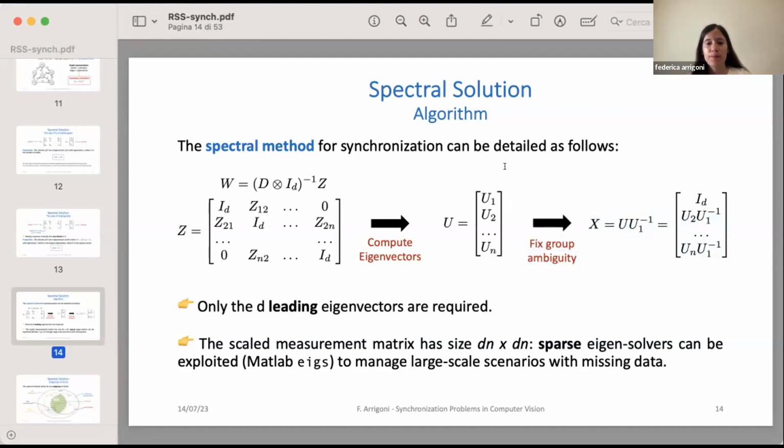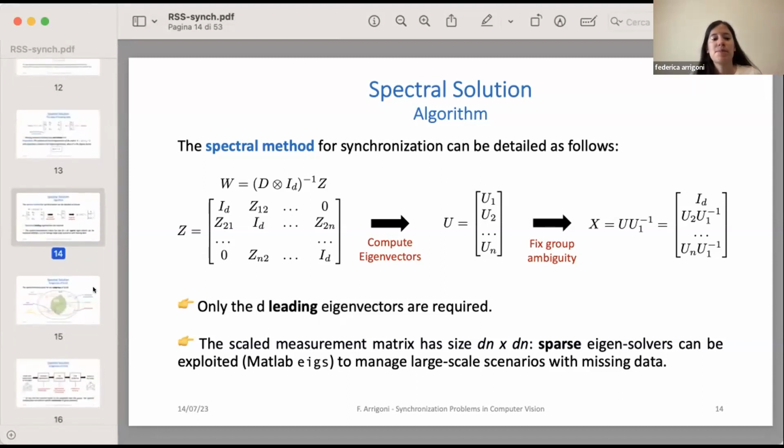In this procedure, it is important to observe that we don't need to compute a full eigenvalue decomposition, but thanks to the previous results, we only need the d leading eigenvectors, where d is the size of each matrix. Hence, for example, if we are working with 3 times 3 rotations, we only need 3 eigenvectors and not all of them. In addition, if we have a sparse graph with a few edges, then we can even exploit a sparse eigensolver to further improve efficiency.